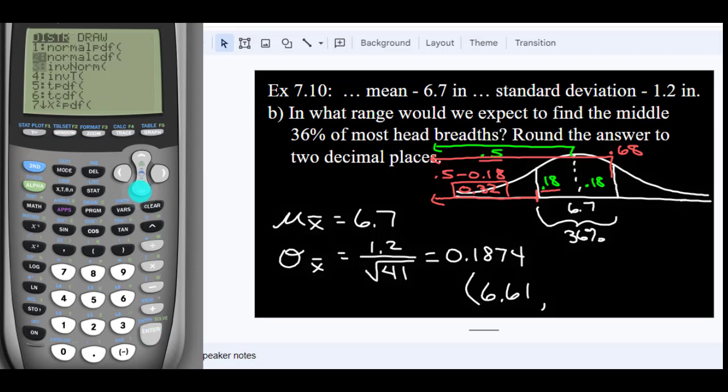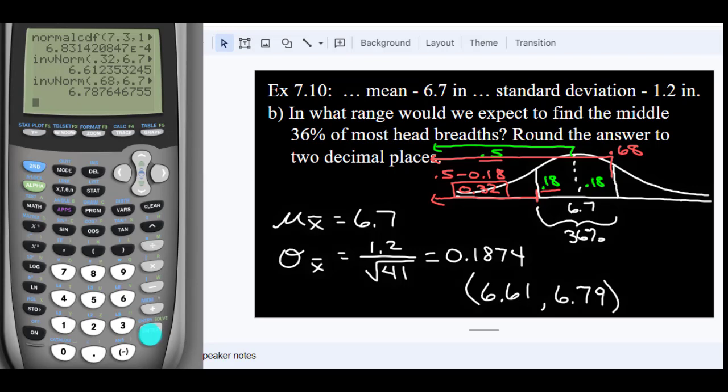And then the upper boundary, we're going to do the same thing. Second variables down to inverse normal. But this time our area is 0.68. Everything else stays the same. Paste that, hit enter. Our upper boundary is 6.79 if we round that off to 2 decimal places. And again, remember our rounding rules. Since their original values were given to us at the nearest tenth, we'll keep 1 additional decimal place. So we would say the middle 36% of head breadths there is between 6.61 inches and 6.79 inches.